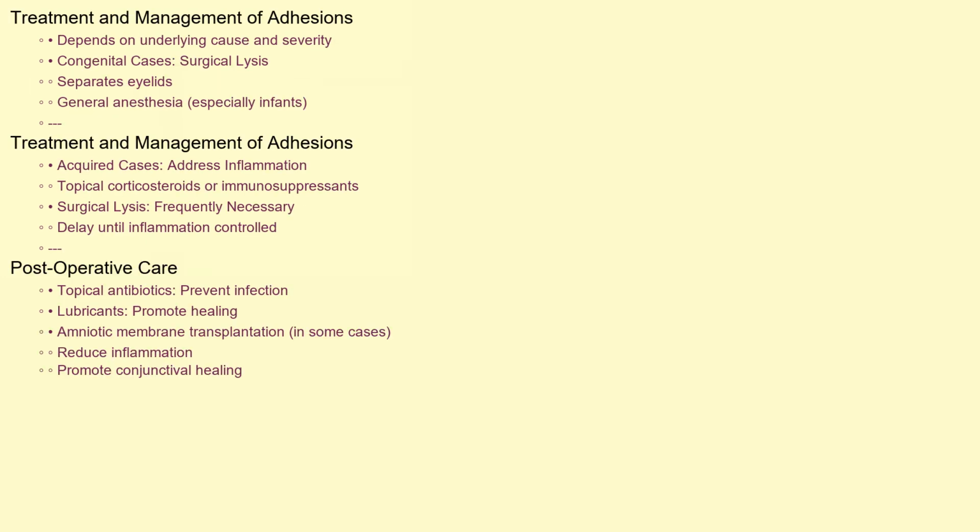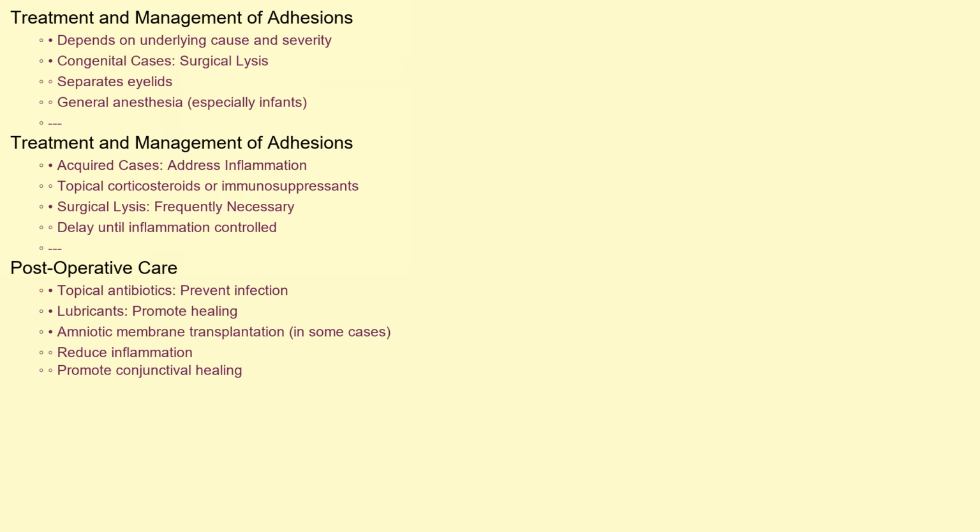Treatment and management depend on the underlying cause and the severity of the adhesion. For congenital cases, surgical lysis, or the cutting of the adhesion, is often required to separate the eyelids. This procedure is usually performed under general anesthesia, especially in infants. In acquired cases, addressing the underlying inflammatory condition is paramount. This may involve the use of topical corticosteroids or other immunosuppressive medications. Surgical lysis is also frequently necessary, but it may be delayed until the inflammation is controlled.